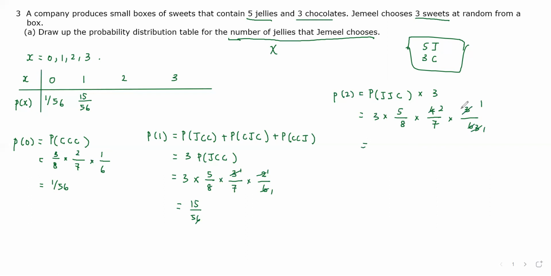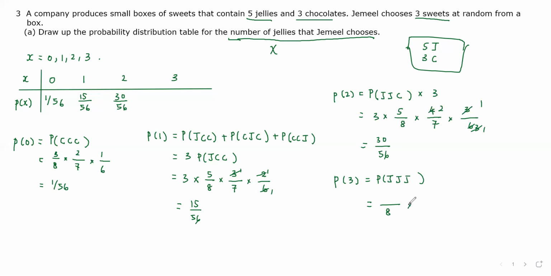And this will give us 15, 30 over 56. So we have 30 over 56 here. Probability of choosing 3 jellies. So we have P of 3, you have jelly, jelly, jelly. There's only one outcome of getting 3 jellies.